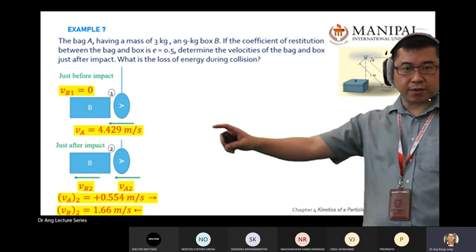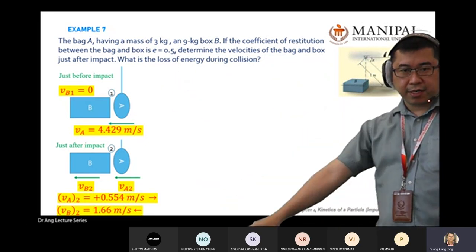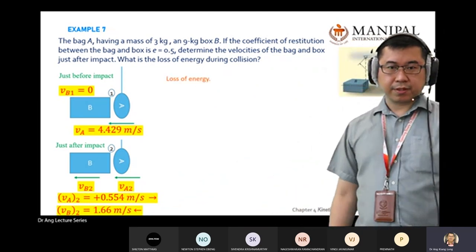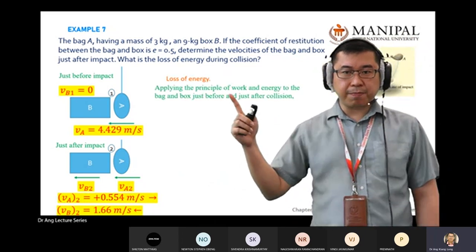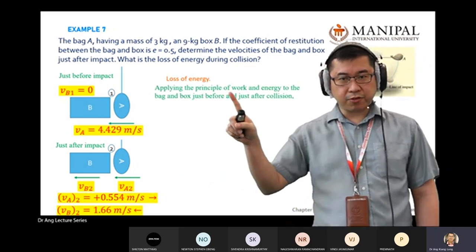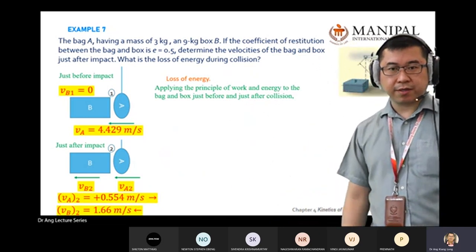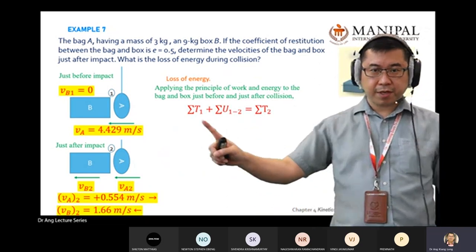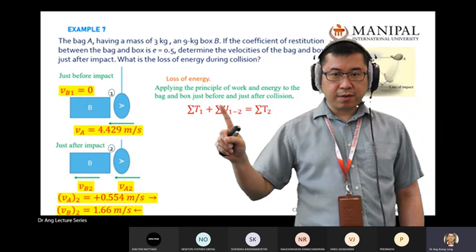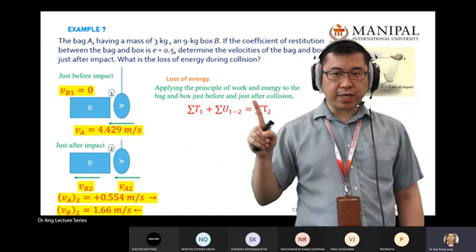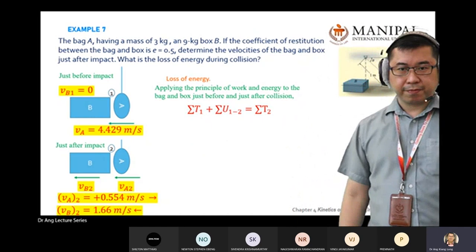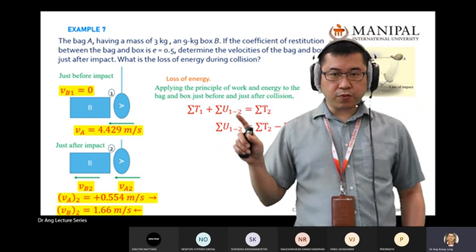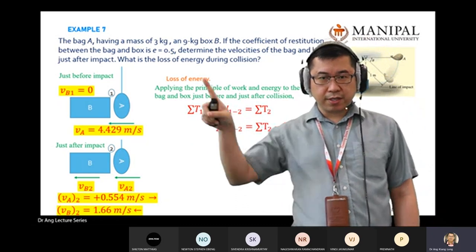Once you find VA2 and VB2, you still need to solve for the loss of energy, right? For loss of energy, you apply the principle of work and energy that you learned in chapter 3. Before and after. You still remember this? Kinetic energy plus potential energy before equals kinetic energy after. You just need to apply it here. In this question, you need to find the loss of energy.